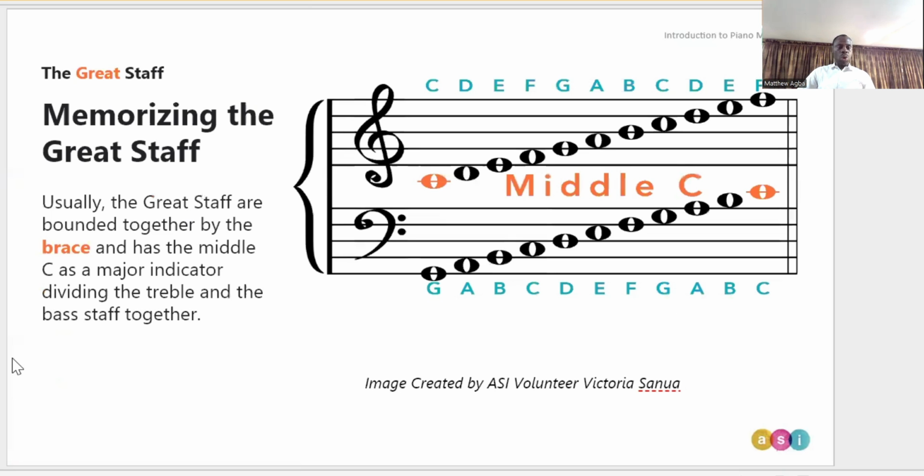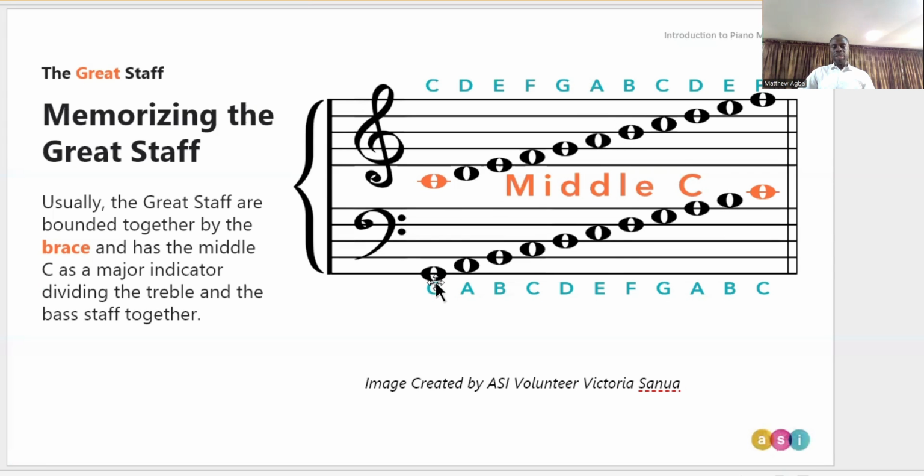We move into our last discourse for today, which is the grand staff, memorizing the grand staff: the names of the notes written on the lines and spaces of the grand staff. Usually the grand staff is bound together by the brace sign and has the middle C as a major indicator dividing the treble and the bass staff. So we will have the middle C, which is the line that joins the treble and the bass staff, the middle line that divides between them.